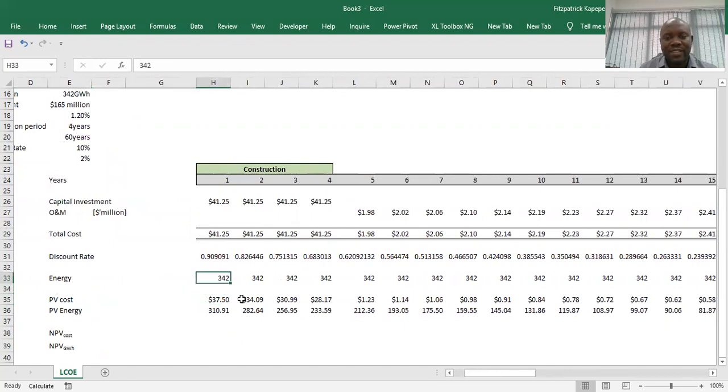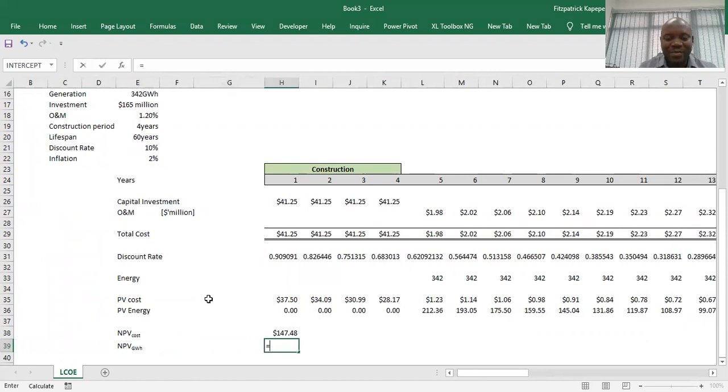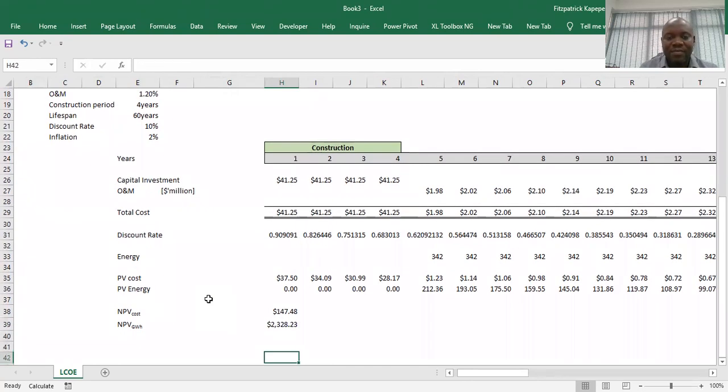So remember that during construction, there's nothing produced. The power station was not yet operational, just under construction. So you delete that. So we have the NPV cost, which we are going to sum here. Then we have the NPV of energy, which will also sum. So having these numbers, we go now to the levelized cost of energy.